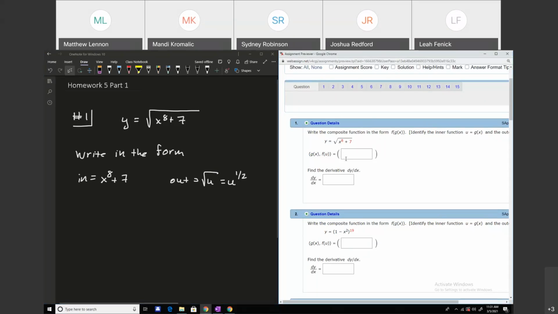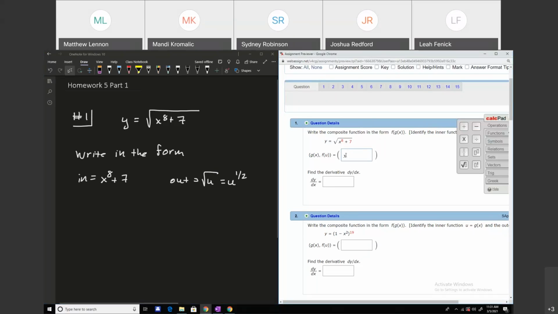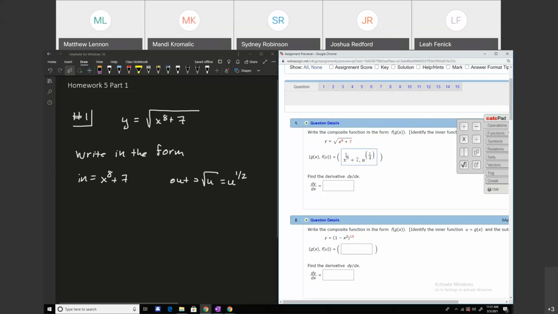They want us to just type in x to the 8th plus 7, comma, u to the 1/2 power. I'm going to make sure it takes that real quick. Well, let's do the derivative and see what happens.